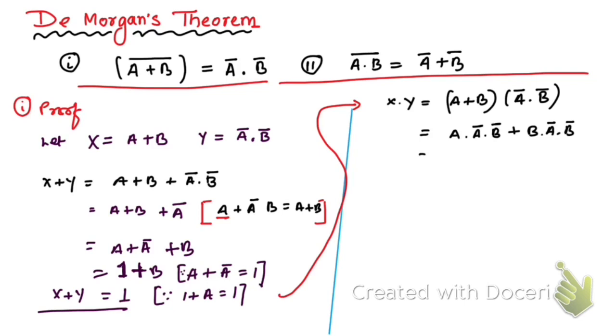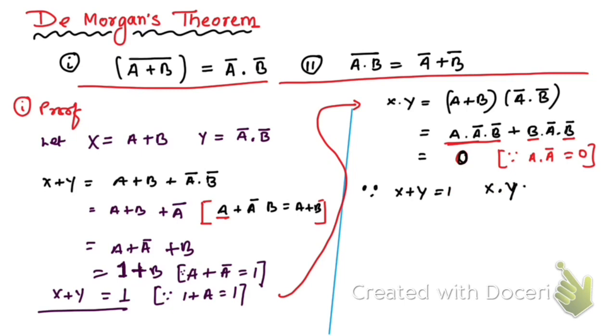Now here you see, a dot a complement is 0. Similarly, b dot b complement will also be 0. So that's why this whole thing is 0. In case of an AND operation, if one variable becomes 0, then the whole result must be 0, right? So now we have got x plus y is equal to 1, and x dot y is equal to 0.